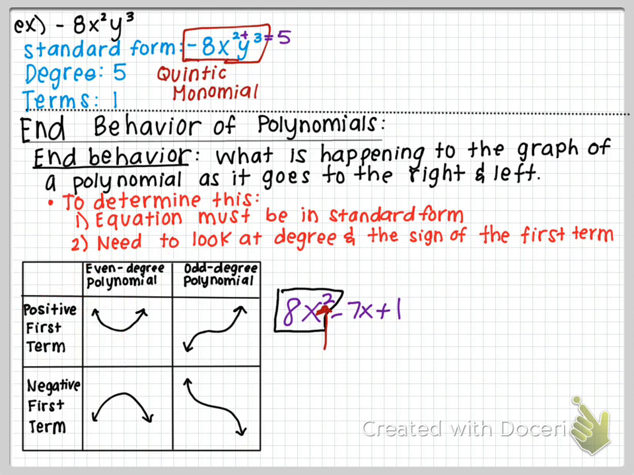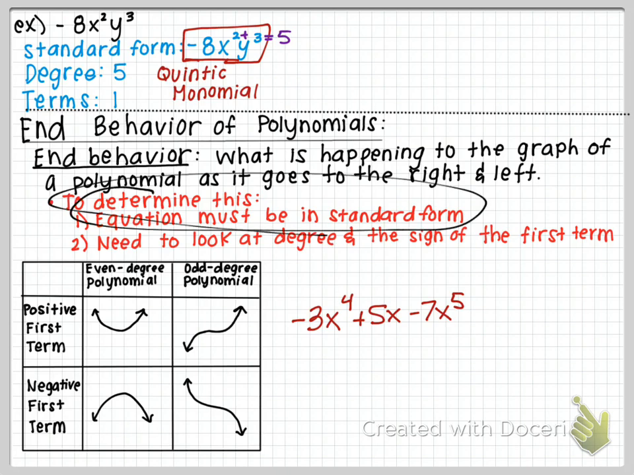That's all that means. Okay, what if we had negative 3x to the 4th plus 5x minus 7x to the 5th? First of all, to determine this, remember the first step when doing end behavior is that the equation must be in standard form. So we're going to put this in standard form. It's the greatest degree to the least degree, taking the sign in front. So we have a negative 7x to the 5th. That's the biggest one.